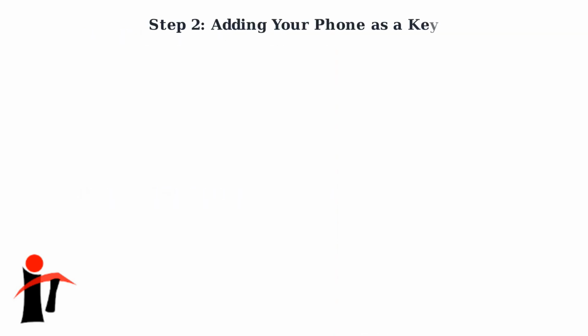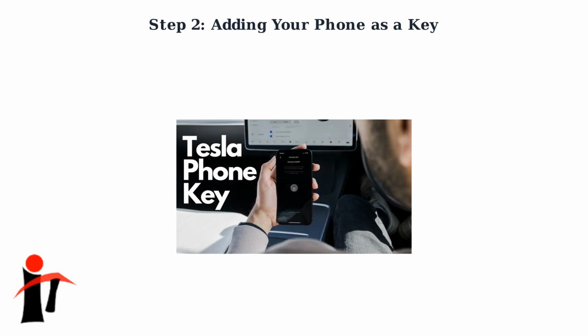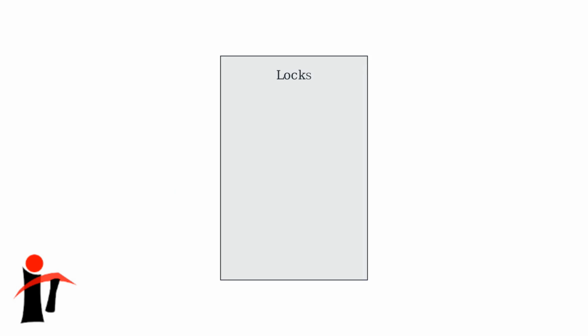In step 2, we'll add your phone as a key. Start by opening the Tesla app on your phone. Navigate to the Locks menu in the app. You'll find the phone key option there. Tap on it to begin the setup process. The app will guide you through the pairing process.